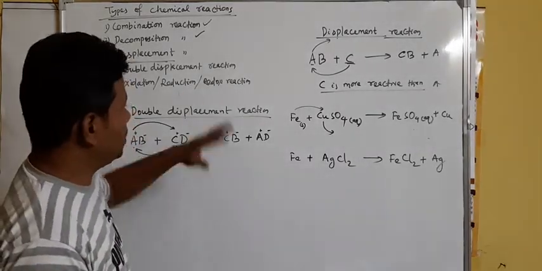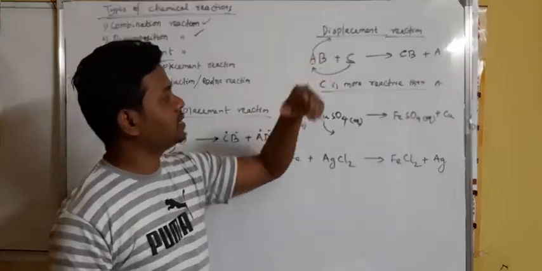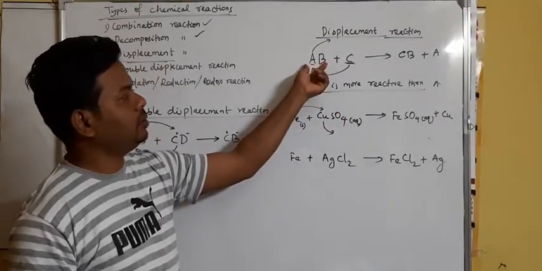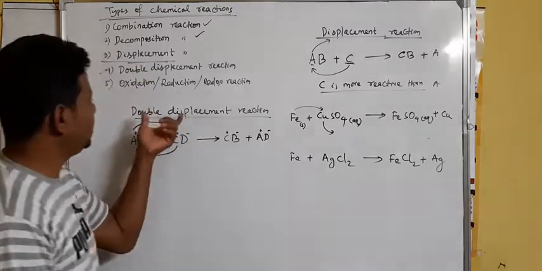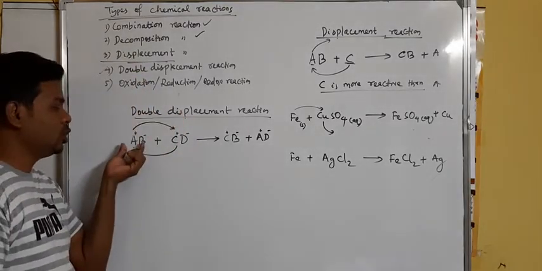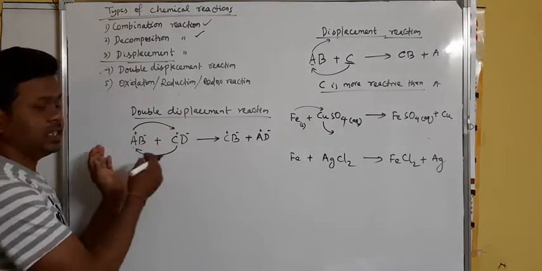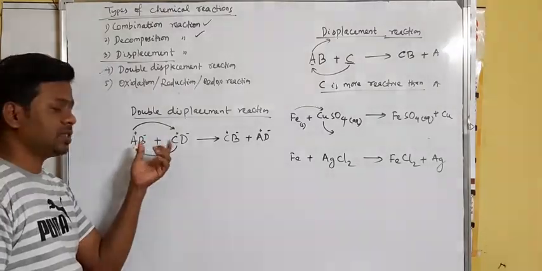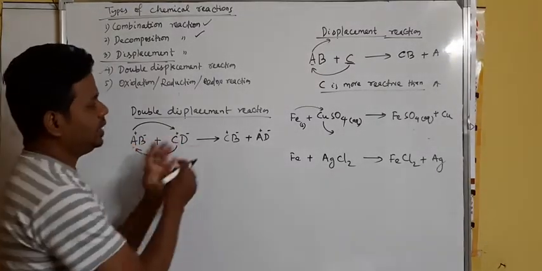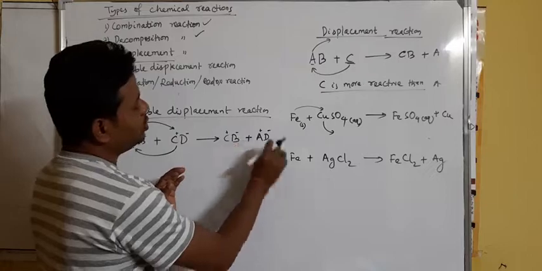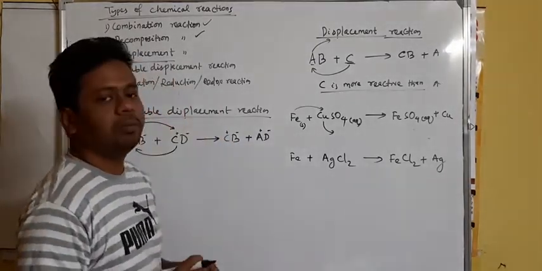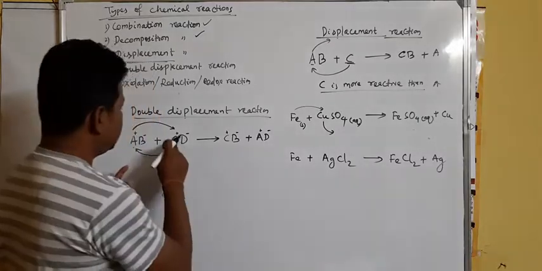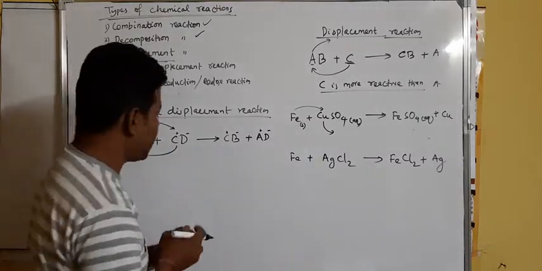Students, remember that in a displacement reaction, a compound and an element react with each other. Whereas in a double displacement reaction, two compounds react with each other and the compounds must be ionic. Then they exchange their ions to form two new products. This type of reaction is called a double displacement reaction because both are displacing each other.